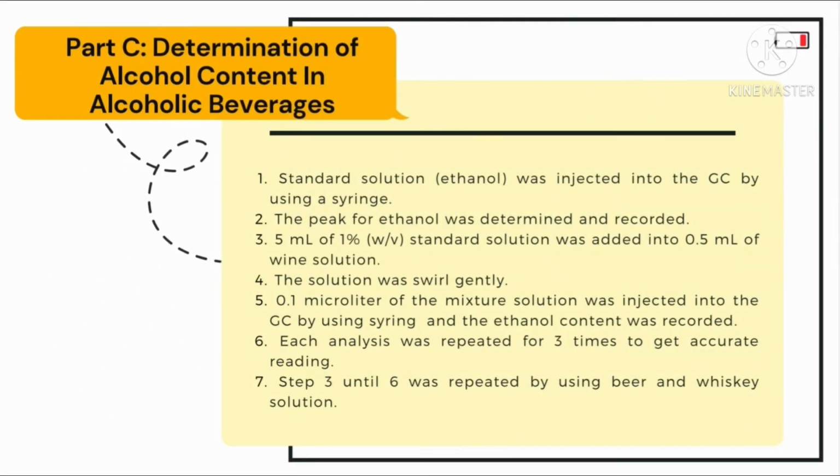Next is part C, which is the determination of alcohol content in alcoholic beverages. Number 1, standard solution ethanol was injected into the GC by using a syringe. The peak for ethanol was determined and recorded.